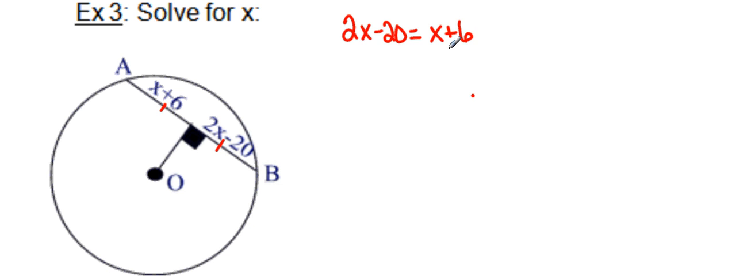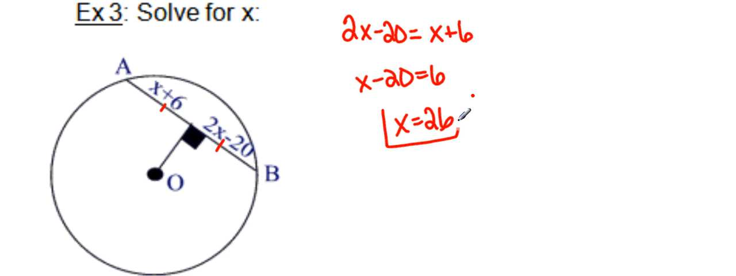The second piece of the chord, I'm going to subtract x from both sides. I'm going to add 20 to both sides. And when all is said and done, we see that the value of x here is equal to 26.